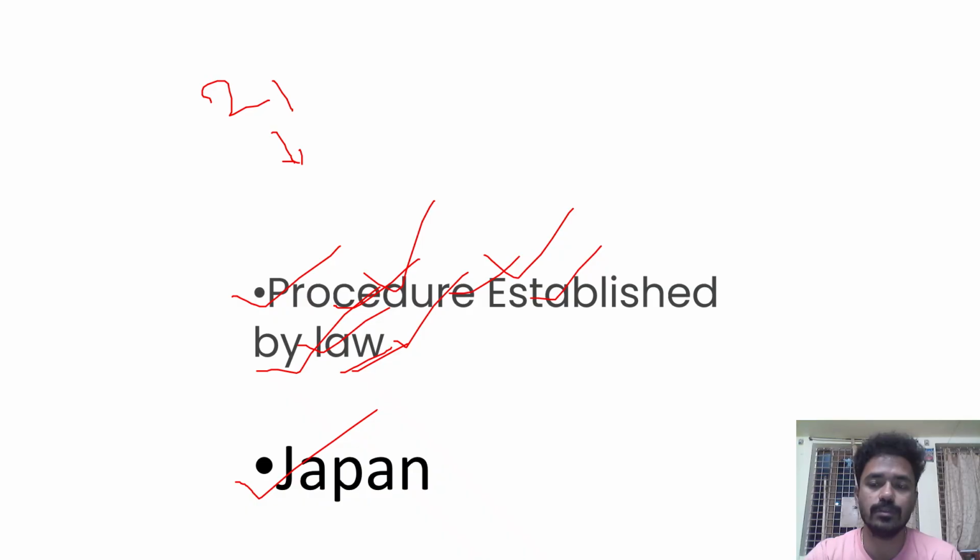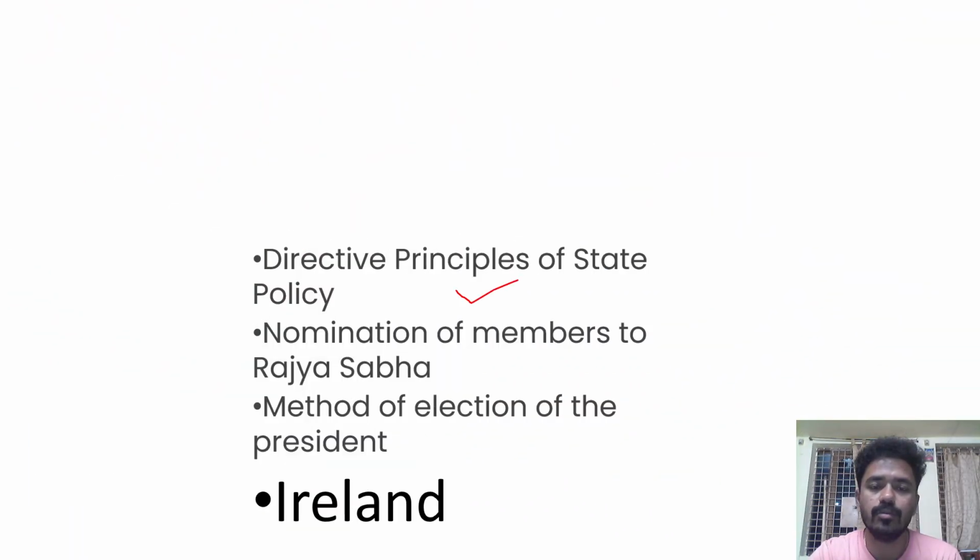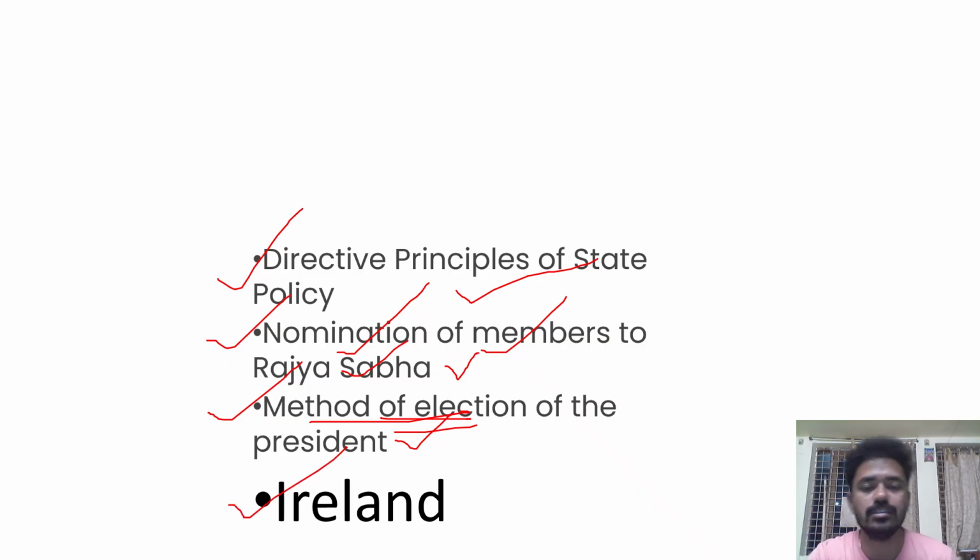Next one, the directive principles of state policy, nomination of members to Rajya Sabha, and method of election of the president. We can nominate few members to Rajya Sabha. India is having a president, and the method of election of the president. All these things are borrowed from Ireland Constitution, that is Irish Constitution.